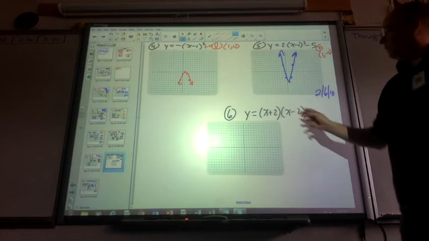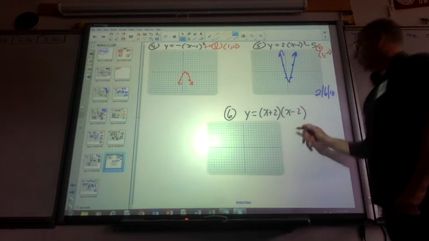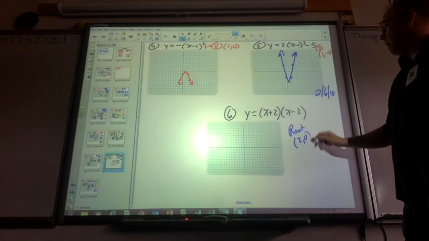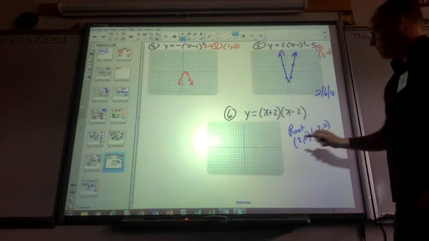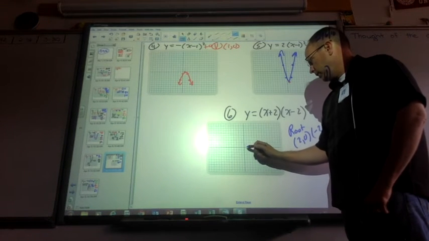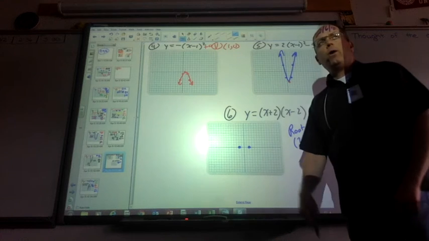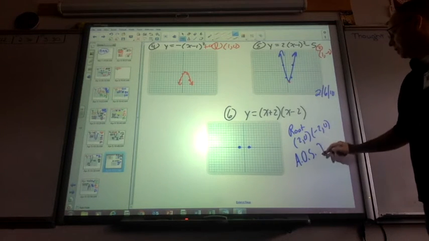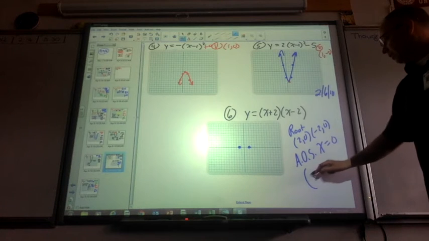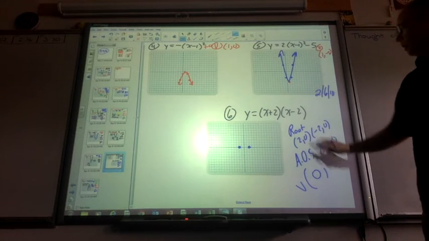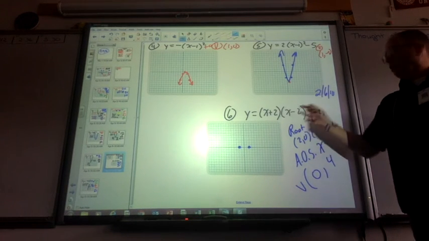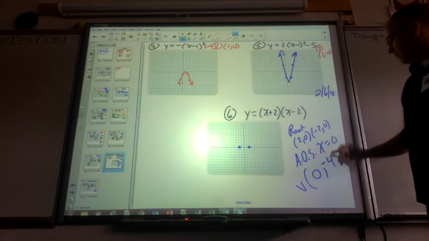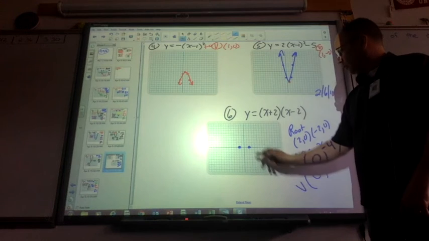This one is set up to where I need to find my roots. So I have the roots at 2, comma 0 and negative 2, comma 0. Agree? Halfway in between those is my axis of symmetry, which happens in this case to be x equals 0. So my vertex is going to be 0, comma something. Plug 0 in. 0 plus 2 is 2. 0 minus 2 is negative 2. 2 times negative 2, negative 4. So 0, negative 4.